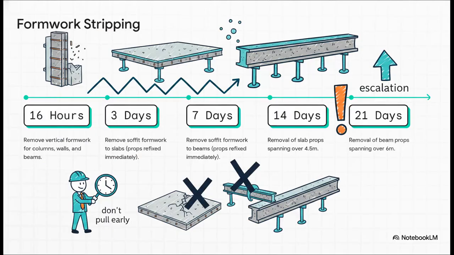So, here is exactly where project management clashes head-on with physics. Notice this timeline escalating from 16 hours for basic vertical formwork all the way up to 21 days for heavy beam props spanning over 6 meters. Project managers almost always want to claw back schedule delays by pulling supports early, but gravity does not negotiate with your Gantt chart. Pulling these even a single day early ahead of this 21-day code for long spans can permanently compromise the entire structure. Speed absolutely cannot come at the cost of the chemical curing process.